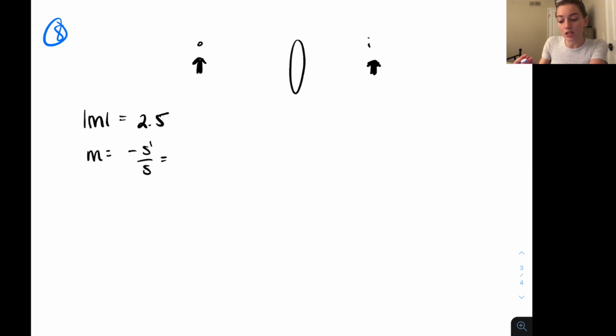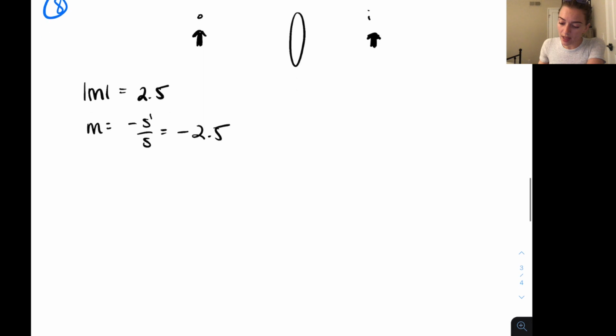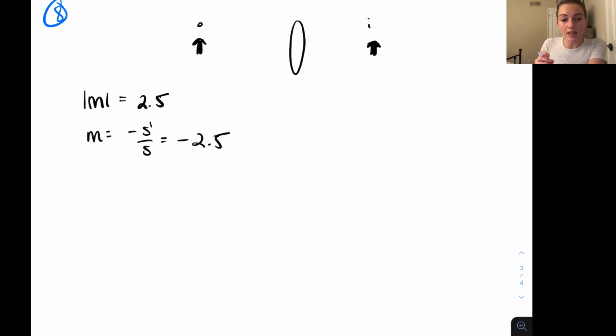So that means that the image magnification has to be negative then, from this negative sign. So we know that m is actually negative 2.5 here. So it's inverted. And then they tell us that the image was 2.6 meters to the right of the object. So what does that tell us?